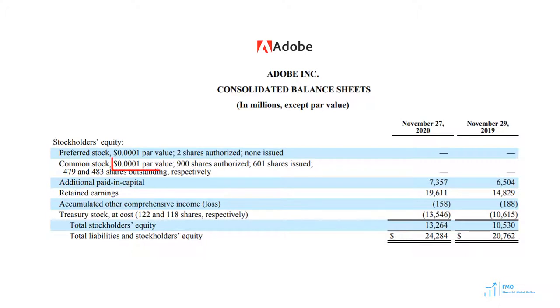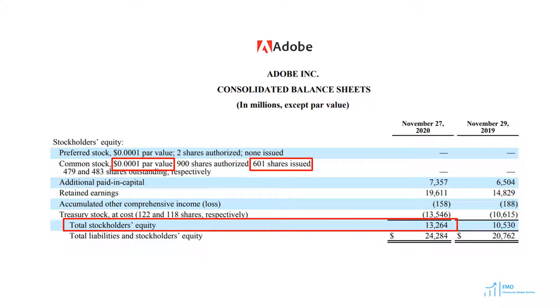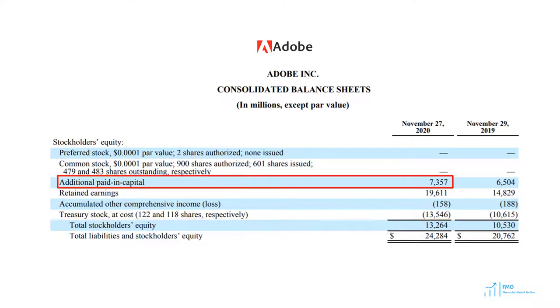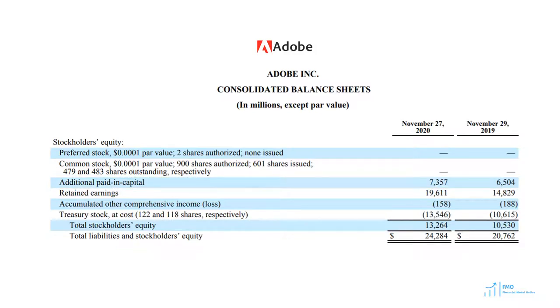Note that Adobe's common stock's par value is 0.0001 per share, and the total shares issued is 601 million. If we multiply these two numbers, we will get 60,000, which is immaterial compared to the total stockholders' equity of 13 billion. Next, we've got the additional paid-in capital, which is roughly 7.4 billion in 2020. And this is the value of the common stock in excess of the par value, which is 0 in this case.